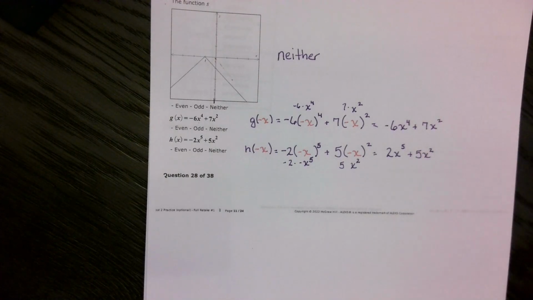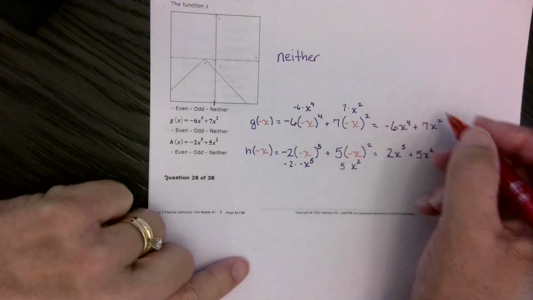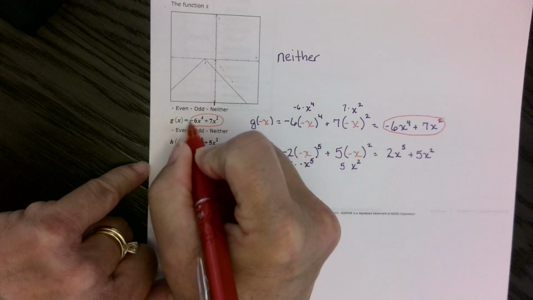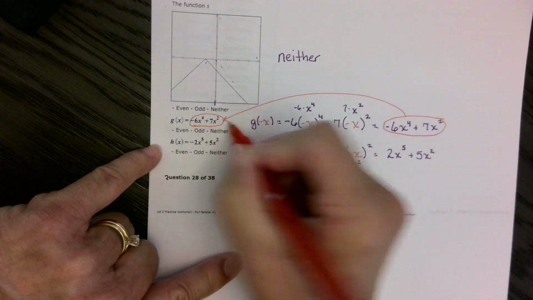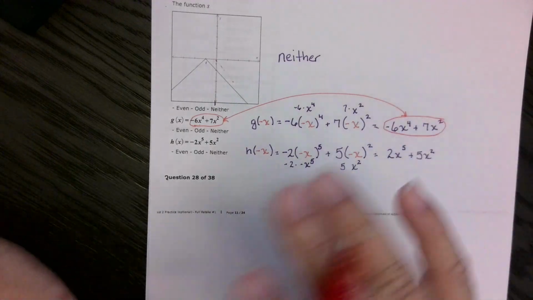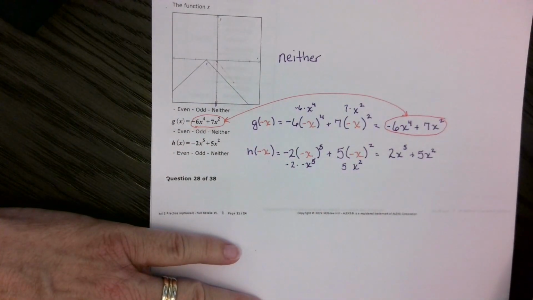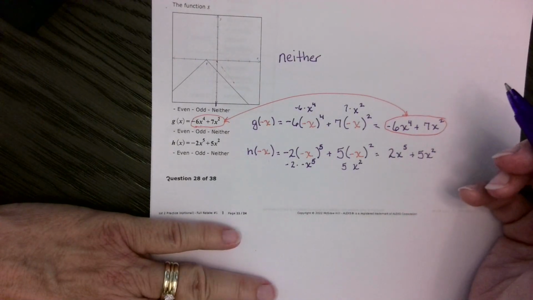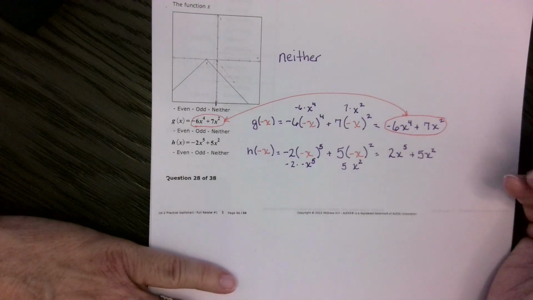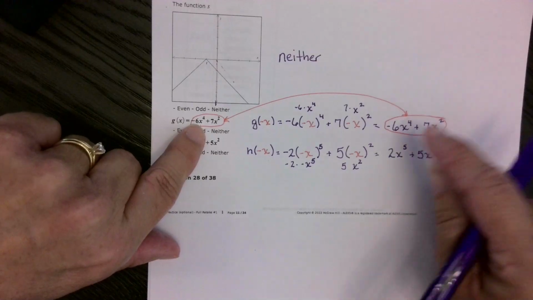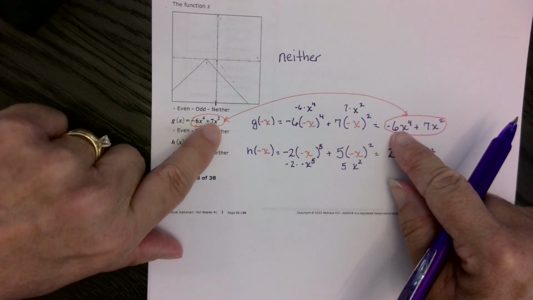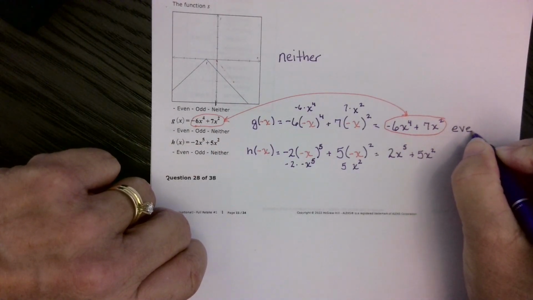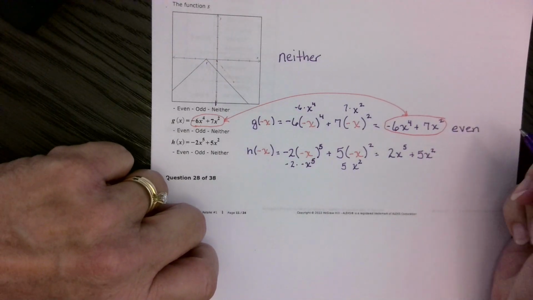Now here's what you're going to do. You're going to compare what we got here with what we had here. These two are what you're going to compare. If they look exactly the same, if all the signs are the same, it's even. If all are different, it's odd. If you have a combination, it's neither. So this was negative 6x to the 4th, so was this. Plus 7x squared, plus 7x squared. It's the exact same, so that's even, because all the signs are the same.